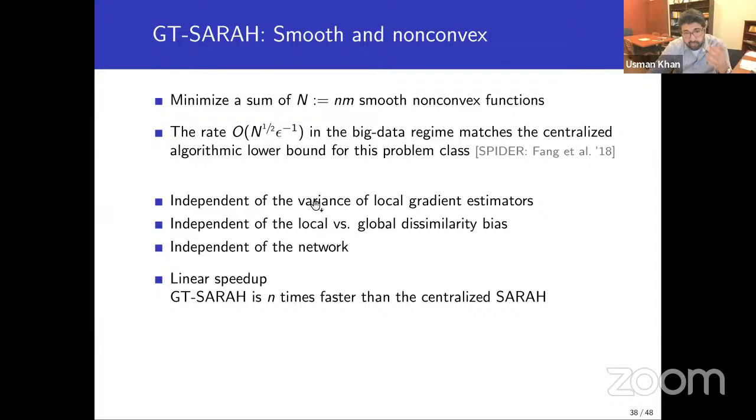So what we have shown is that with the help of this SARA-based variance reduction and gradient tracking, these algorithms converge almost surely to a stationary point, and the convergence rate does not depend on the network parameters in this particular regime or the variance of the estimators. We can also show that GT-SARA is n times faster than centralized SARA. By that, I mean that the number of gradient computations required per node to reach this rate is 1 over n times less than that required by the centralized method.